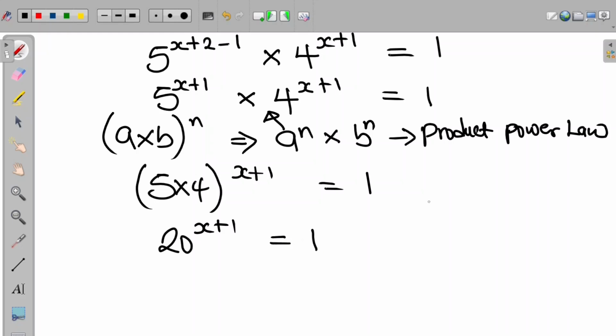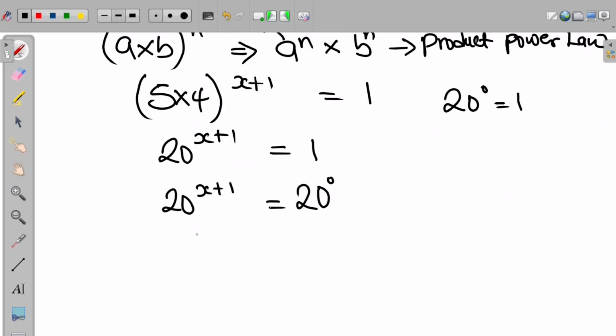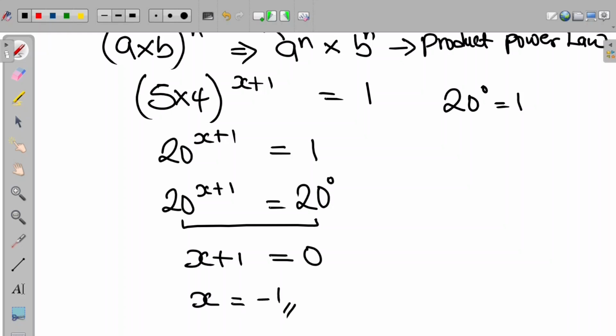So recall that 20 raised to the power of 0 is still equal to 1. So this becomes 20 raised to the power of x plus 1 is equal to 20 raised to the power of 0. Since the bases are the same, then the indices or their powers should be the same. So x plus 1 is equal to 0. So x is equal to negative 1.